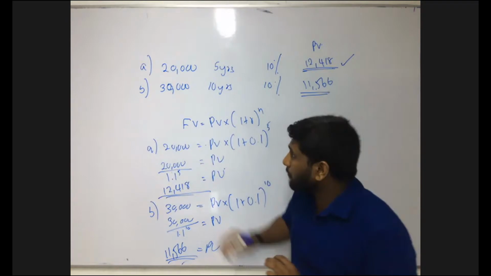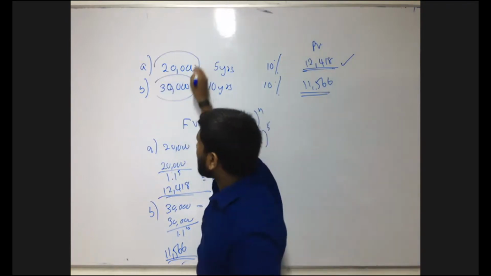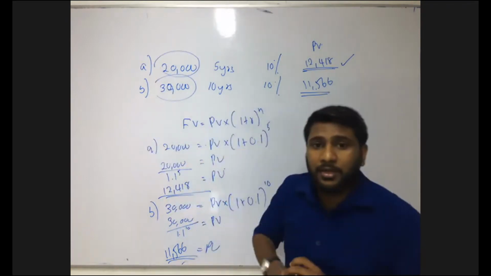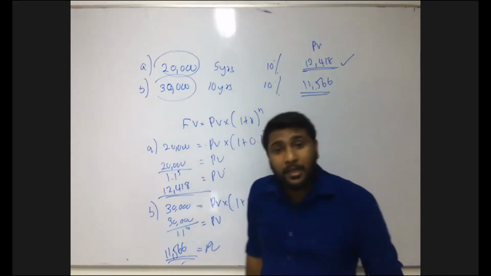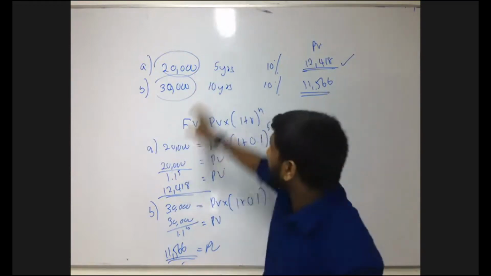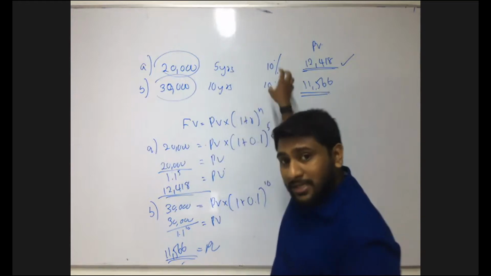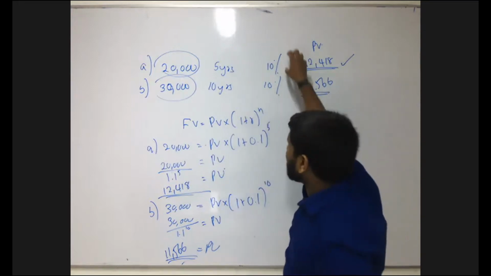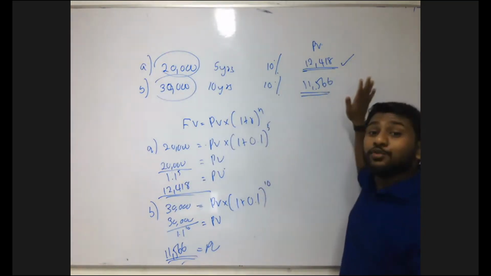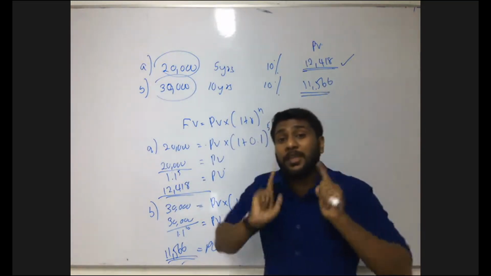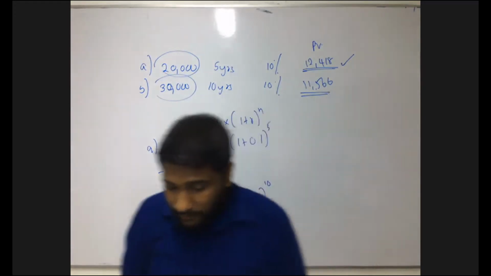You can't simply look at the cash flows and say, see, 30,000 is greater than 20,000, maybe 30,000 is better. You have to consider the number of years. You have to consider the discounting factor. You have to consider the rates given. You have to find the present values. Using the present values only, you will be able to get a proper idea.